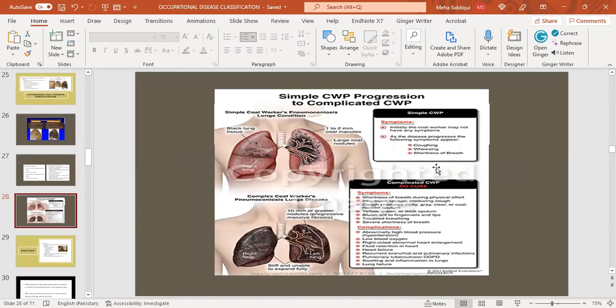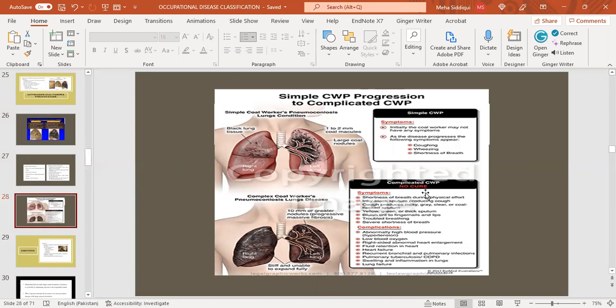These are the symptoms in the two types of coal workers' pneumoconiosis. In the simple one, initially the coal worker may not have any symptoms, and as the disease progresses, cough, wheezing, and shortness of breath start appearing. And if there is progression to the complicated type, it has no cure.